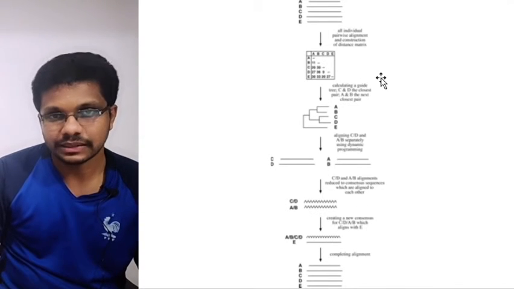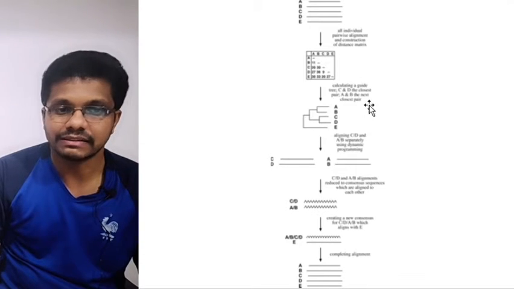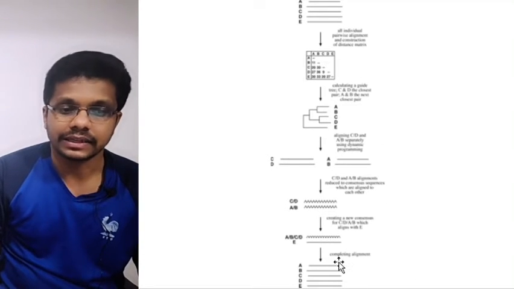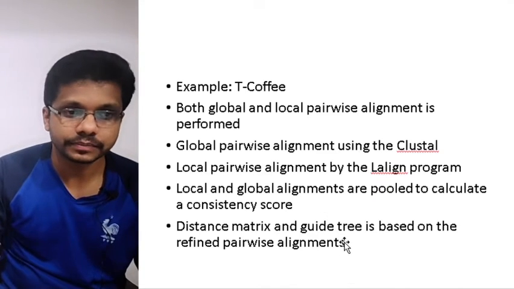So this is a multi-step process. First they align and make the guide tree, and based on the guide tree they align again, and they are trying to create the best result.